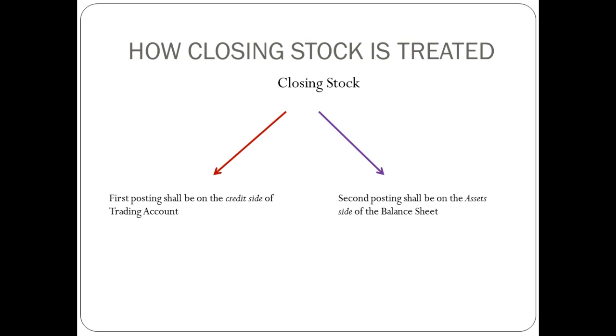How is closing stock treated? Closing stock will appear as an adjustment in our final accounts problem, which will be given with the trial balance. Closing stock is an adjustment entry, and first posting of it shall be done on the credit side of the trading account, and the second posting shall be done on the asset side of the balance sheet, as it is an asset.